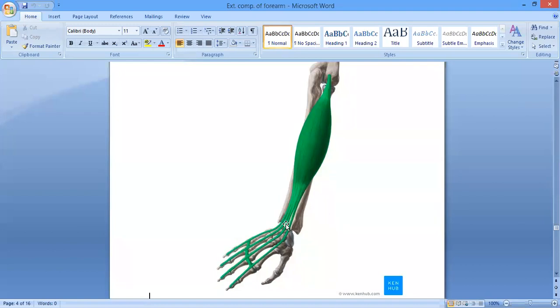Okay, so it passes through the 4th compartment of the extensor retinaculum along with the extensor indicis, and as soon as it enters the dorsum of the hand, it spreads towards the medial four fingers. Okay? They are just going to diverge and go to their respective fingers.